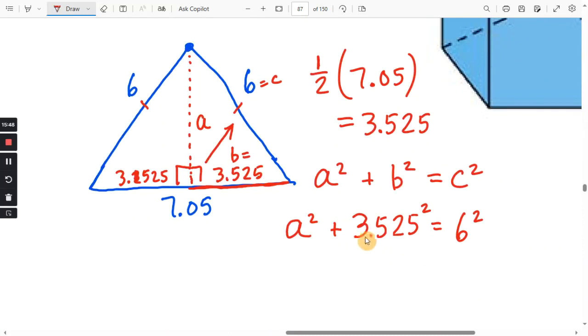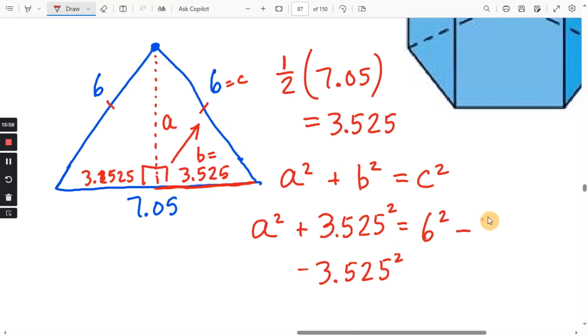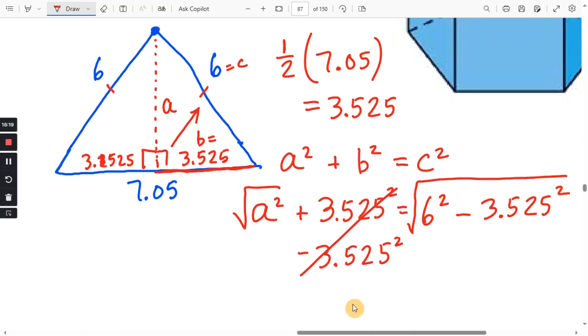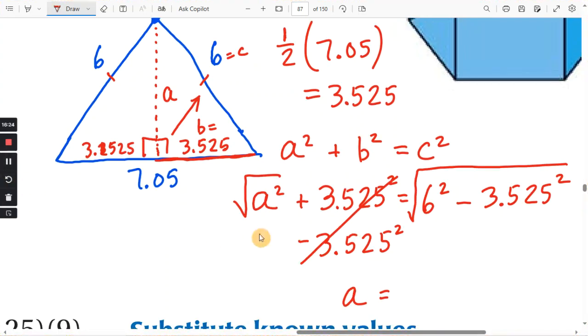Solving for A squared, the opposite of plus 3.525 squared is minus 3.525 squared. I'm going to do that to both sides. Minus 3.525 squared. And plus minus, that cancels. We're left with the A squared equals this. How do we undo the squared? We take the square root. Square root of A squared is going to be the square root of this right here. Okay, square root of A squared is just A. And square root of this mess is a repeating decimal.